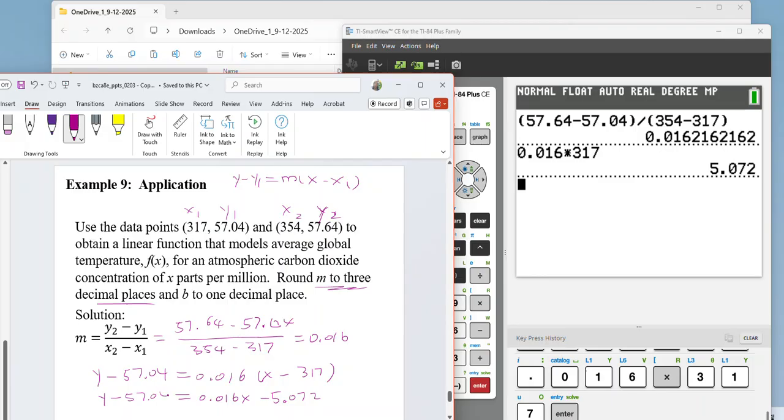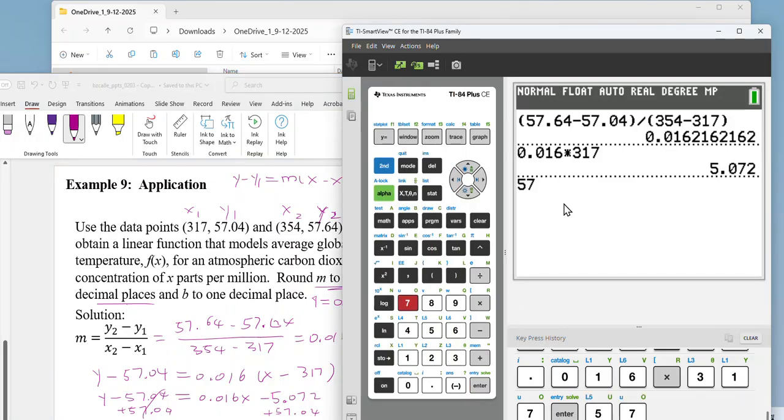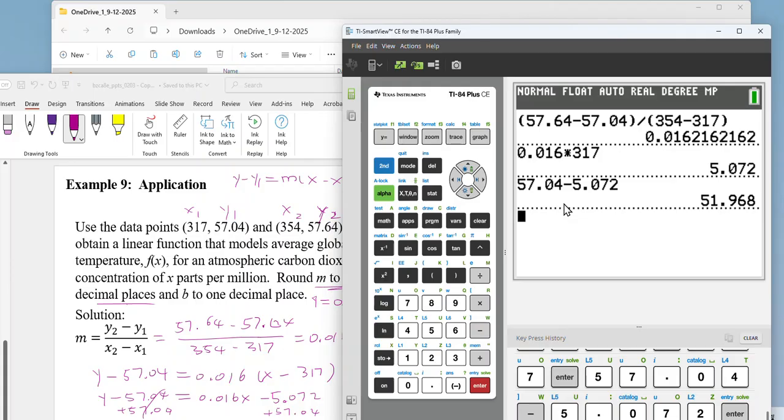All right, so we're going to add 57.04 on both sides. Okay, so y here will be 0.016, and then add this one right here. Okay, so these two will all cancel out. So we have 57.04 minus 5.072. All right, so we want to round to 1 decimal point, right? b is only rounded to 1 decimal point.